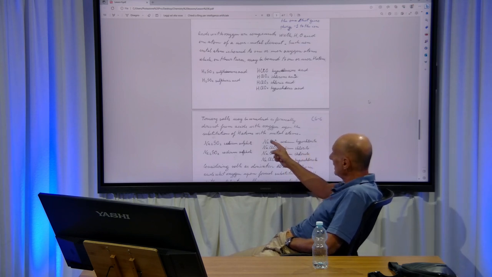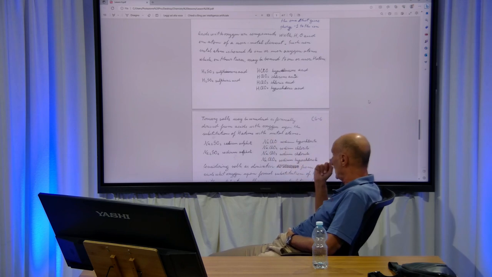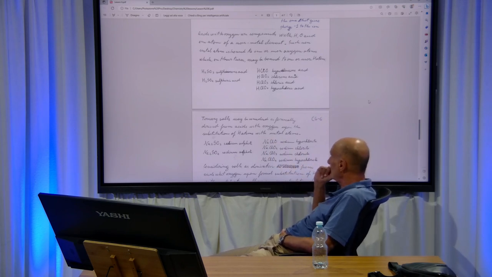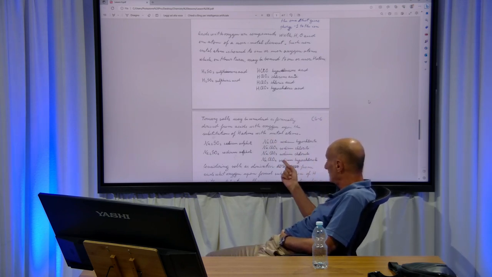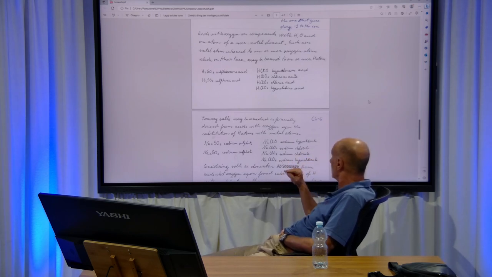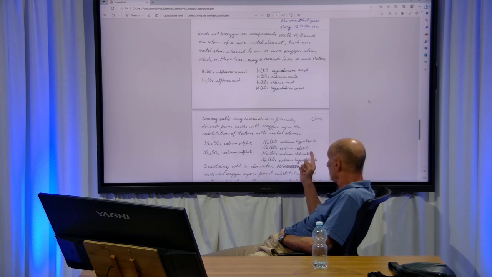Then to give a name to the extreme compounds, NaClO and NaClO4, we take these two compounds and we give, together with the suffix "-ite", also the prefixes "hypo-" and "per-". So NaClO becomes sodium hypochlorite, and NaClO4 becomes sodium perchlorate.